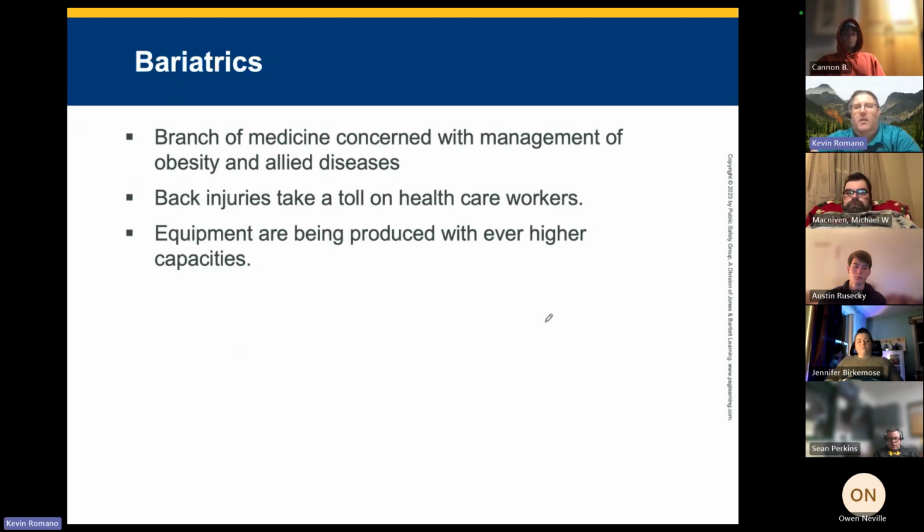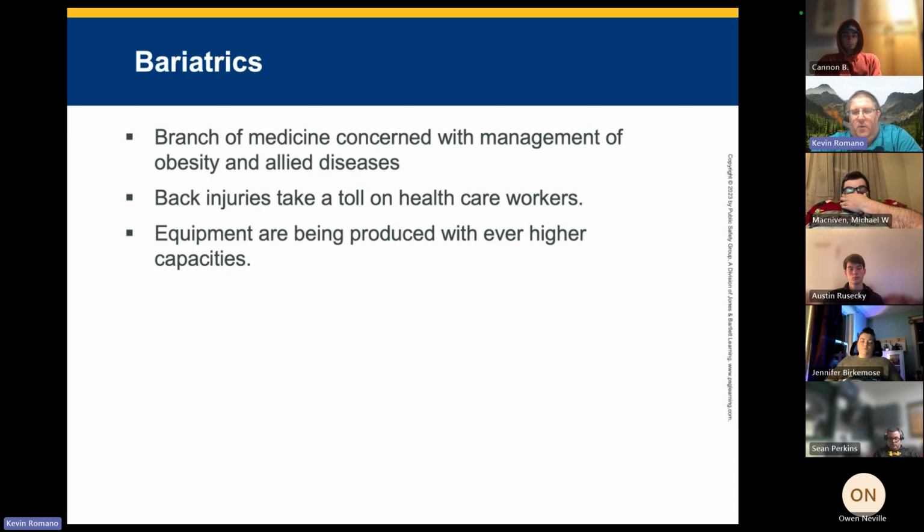Right. So bariatrics. From 2017 to 2018, the prevalence of obesity in adults in the United States was 42.4%, according to the U.S. Center for Disease Control and Prevention. Approximately 18.5% of all children ages 2 to 19 years of age in the United States are classified as obese. Bariatrics is the branch of medicine concerned with management of obesity and allied diseases. There's a direct correlation between the degree of obesity and the frequency and severity of health problems.